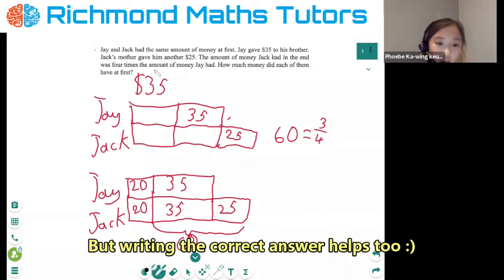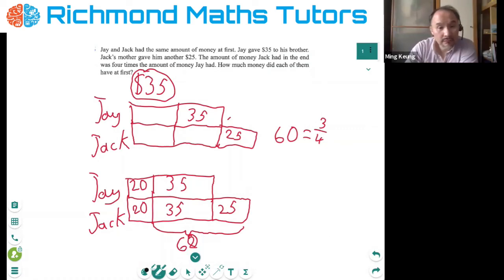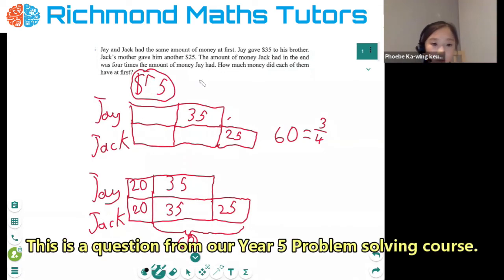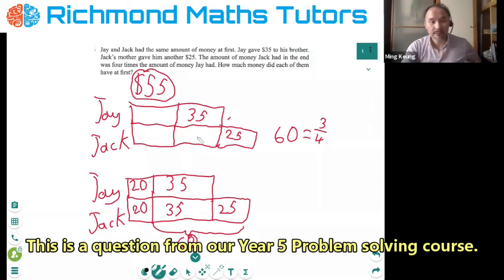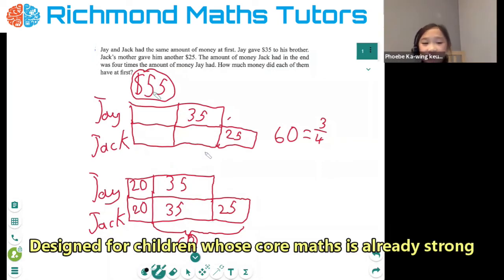Let me circle it. So did they have 35 at first? Oh. Yeah, so it's actually 55. It's quite important to make sure of your answer, because you did all this hard work, and then wrote down the wrong answer.